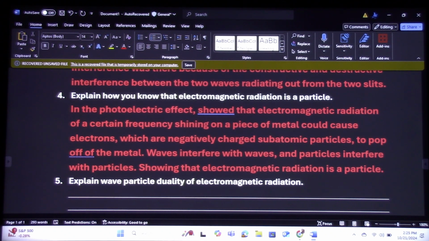So explain how you know that electromagnetic radiation is a particle. The photoelectric effect showed that electromagnetic radiation of a certain frequency shining on a piece of metal could cause electrons, which are negatively charged subatomic particles, to pop off of the metal. Waves interfere with waves and particles interfere with particles, thus showing the electromagnetic radiation is a particle since it was interfering with the electron, which is a particle.